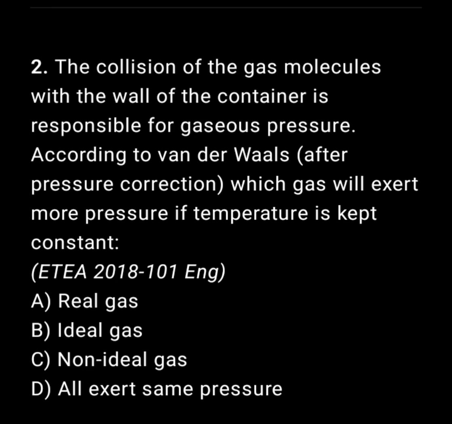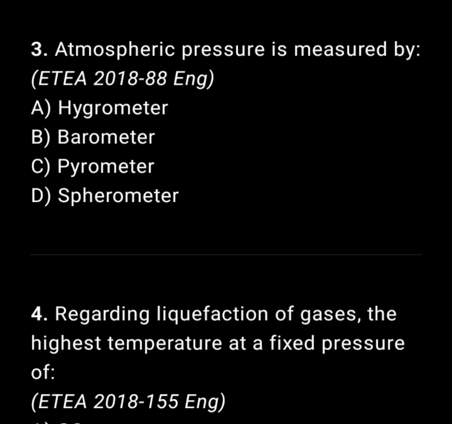2. The collision of the gas molecules with the wall of the container is responsible for gaseous pressure. According to van der Waals after pressure correction, which gas will exert more pressure if temperature is kept constant? ETEA 2018-101 Eng. A. Real gas. B. Ideal gas. C. Non-ideal gas. D. All exert same pressure. 3. Atmospheric pressure is measured by ETEA 2018-88 Eng. A. Hygrometer. B. Barometer. C. Pyrometer. D. Spherometer.